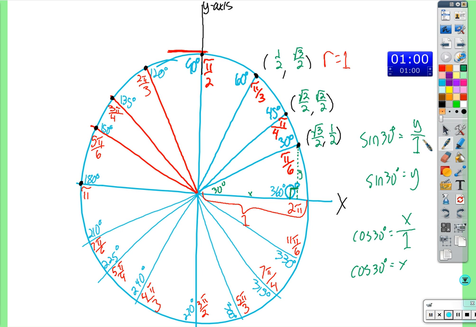Let's go to 90 degrees. And now switching back to the coordinates of that point. Where is that point? What are the x and y values of that point? 0, 1. It doesn't go anywhere in the horizontal. It just goes straight up. And we know that the radius is 1. I have to remember that the sine is the y value, the cosine is the x value. The sine of 90 is 1, and the cosine is 0.